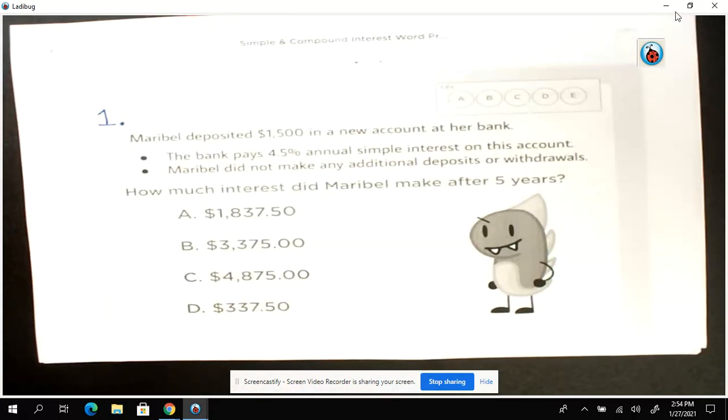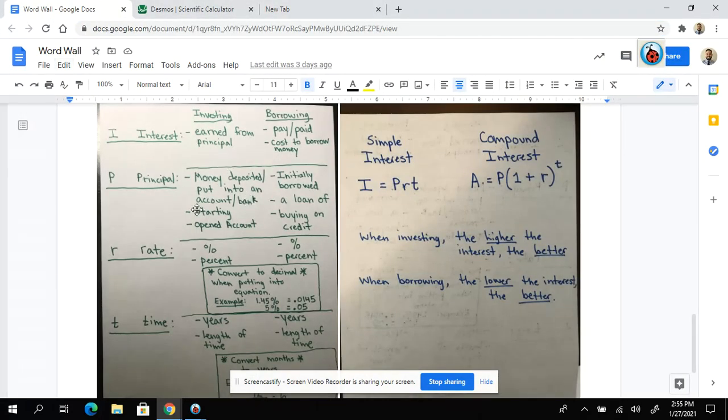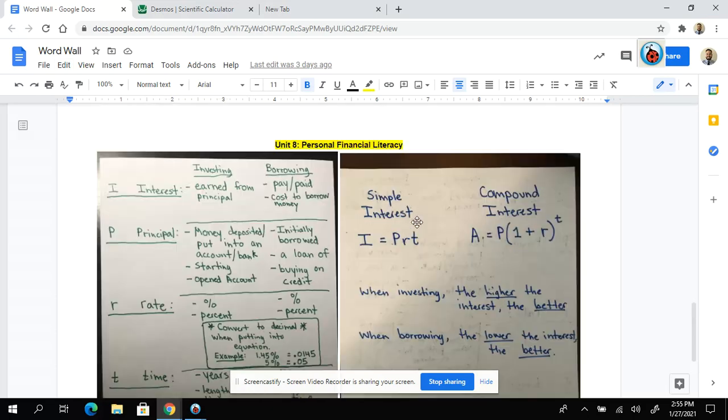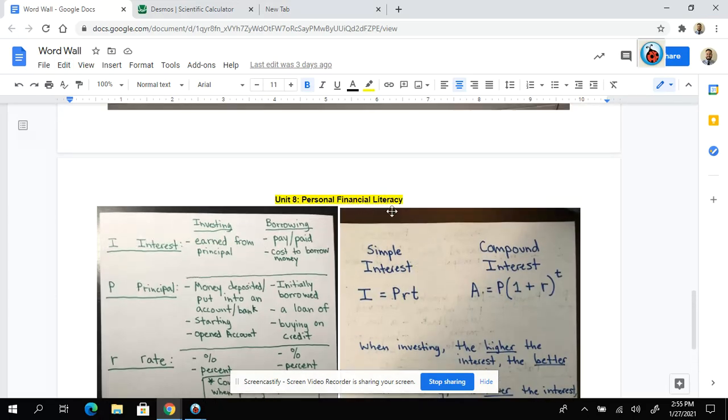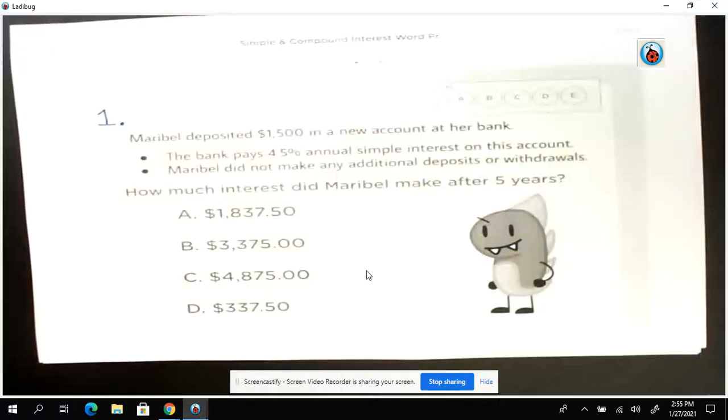Make sure you have Desmos calculator up and the word wall with the interest. Scroll down to Unit 8, Personal Financial Literacy. So scroll down to this part right here where it says investing and borrowing. To get to this, it's on the daily agenda and the announcements. It's under word wall, so it should be on the announcements. All right, so let's get back to the problem.